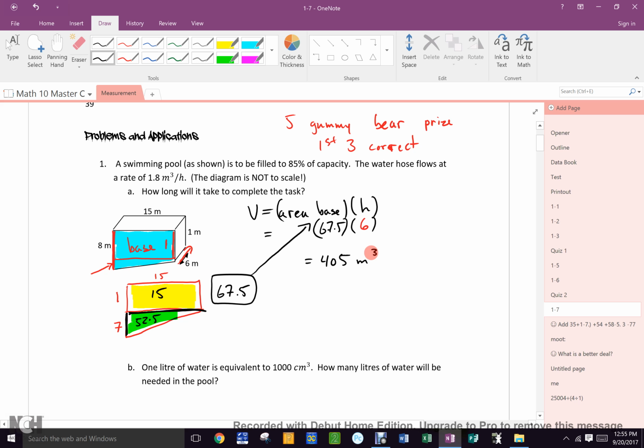I need to figure 85% because I am not filling the pool to the brim. So first thing I got to do is multiply that by 0.85. And that gets me 344.25 meters cubed.